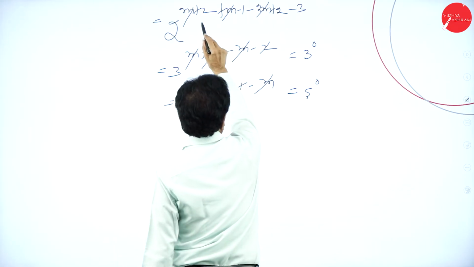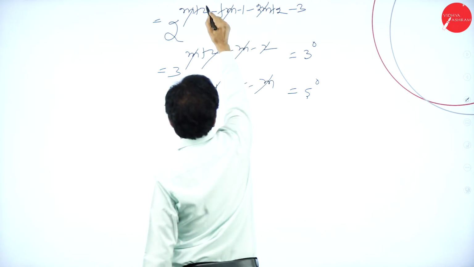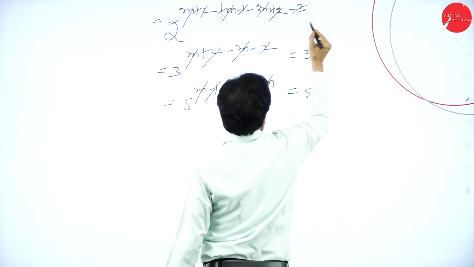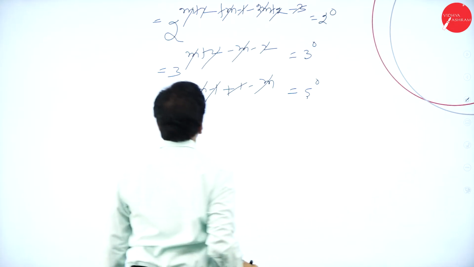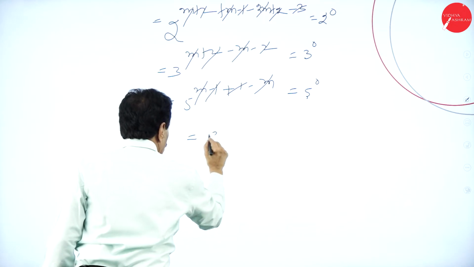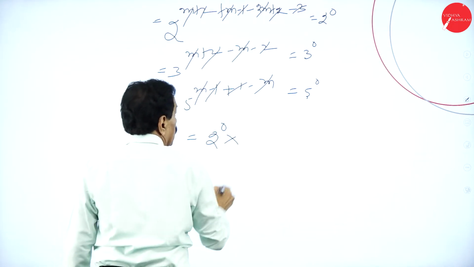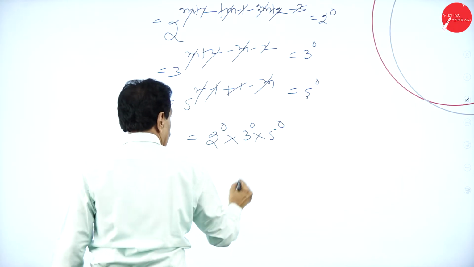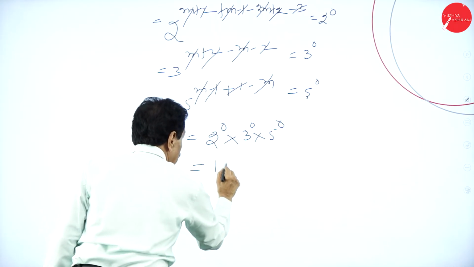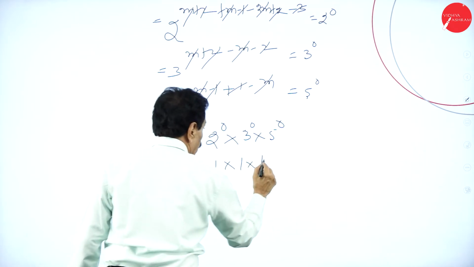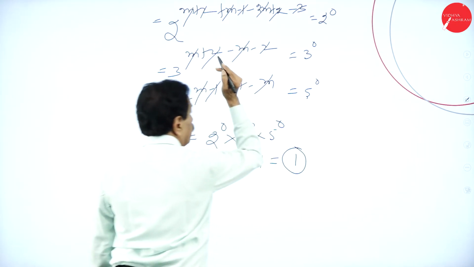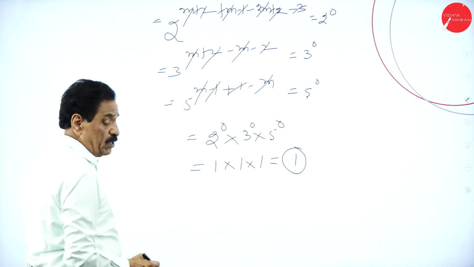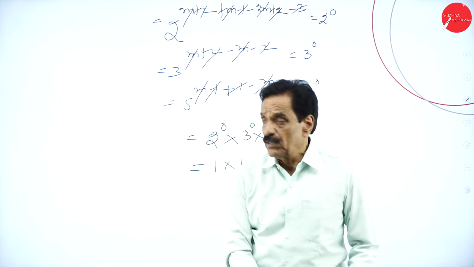This is 2 plus 4 minus 1 minus 3. This is 2 to the power of 0, 3 to the power of 0, 5 to the power of 0. Anything to the power of 0 is 1, 1 into 1 into 1 is equal to 1. Anything to the power of 0 is 1. We'll go slowly.